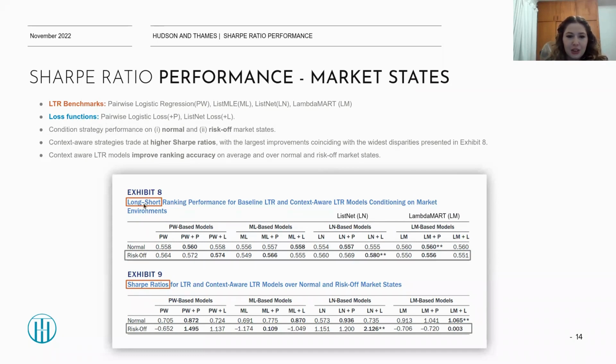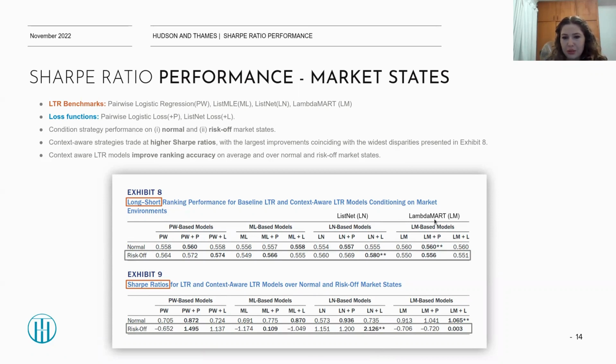And we can see if we look at the long-short ranking performance, specifically the ListNet, okay? If we look at jumping from the normal to the risk-off market state, that's quite a big jump. And we also have the best performance for the ListNet in terms of the risk-off market state. We can see this in the Sharpe ratio, how the Sharpe ratio increased as well. For the risk-off market state, in terms of Sharpe ratios, the ListNet model actually has the highest Sharpe ratio, which is quite interesting.